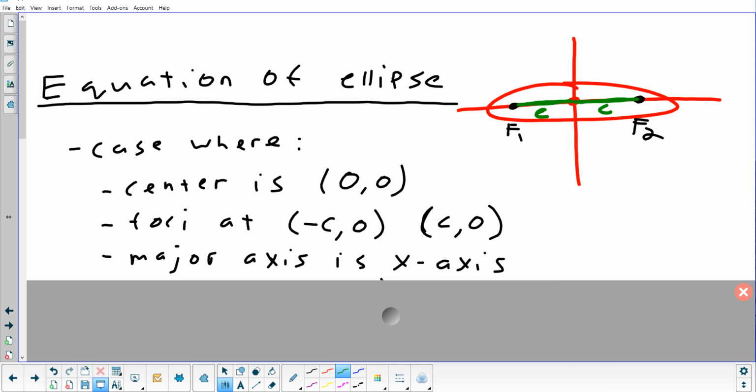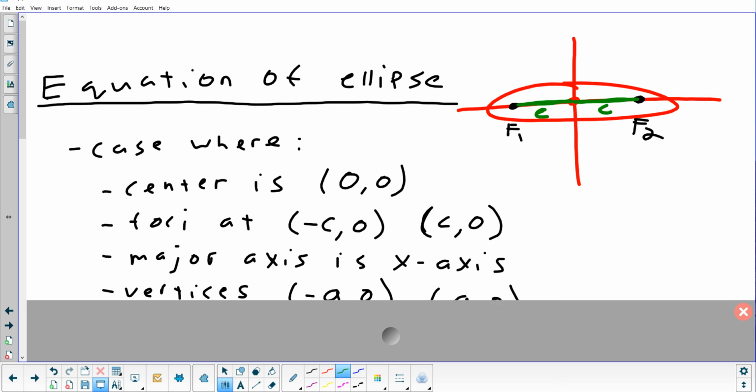The major axis here runs horizontal. Think of the major axis. It goes along the x-axis. If the ellipse was vertical, then the major axis would go up and down. Okay, it would go along the y-axis.